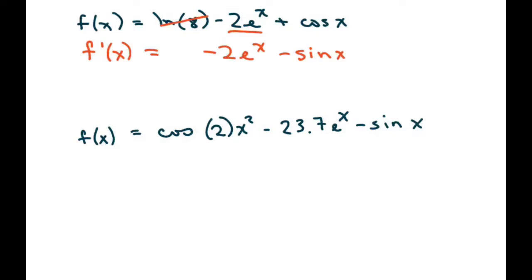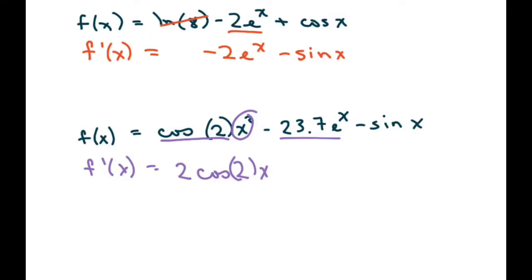Alright, now we're going to use normal derivative rules for this one. This is a constant, so we're just going to take the derivative of that, and the derivative of that is going to be 2 cosine of 2x, and then when you subtract 1, you're just left with x. This just stays the same, because that's e to the x, so that's just minus 23.7 e to the x, minus the derivative of sine, which is just cosine. And that's it on that one.